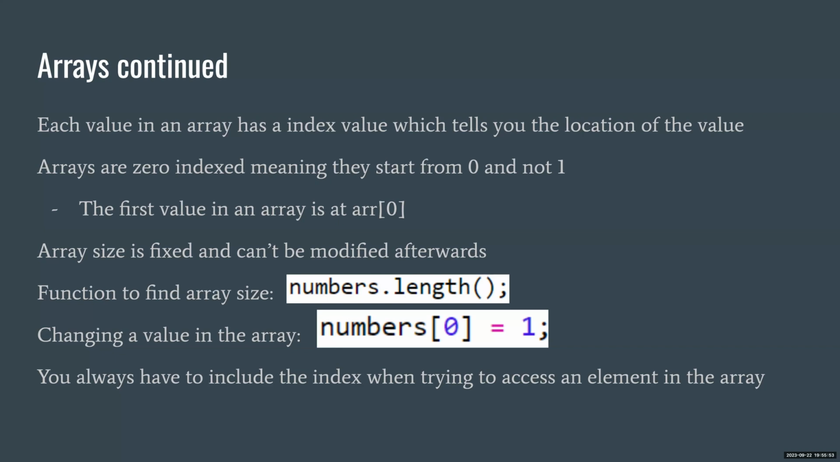This might be a bit confusing for some people at first because normally when you count, you start from one and not zero. But yeah, and also array size is fixed, which means you can't change it. So if I set my array size to four initially, I can't just suddenly put five values in it. You'll get an error because your array can only hold four values because you set its size to four initially.